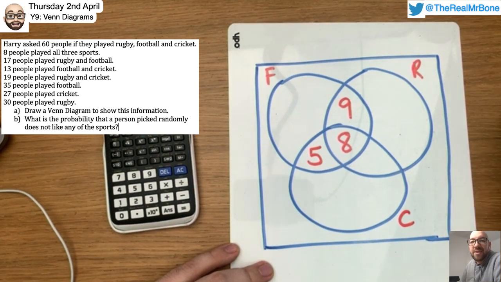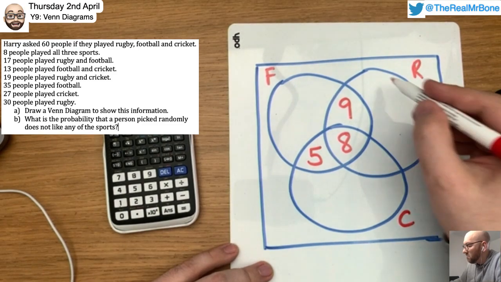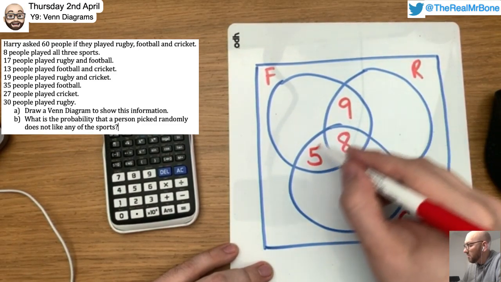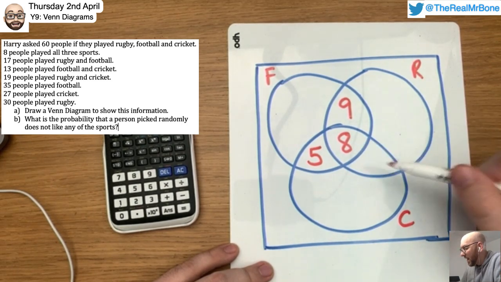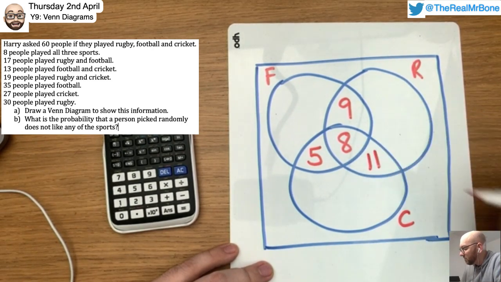Next one. 19 people play rugby and cricket. Here's rugby. Here's cricket. We need that to be 19 people altogether. We've already got 8. We're missing 11 people.